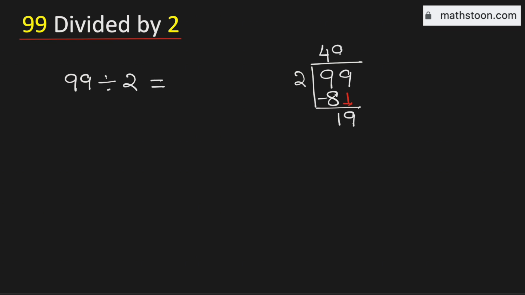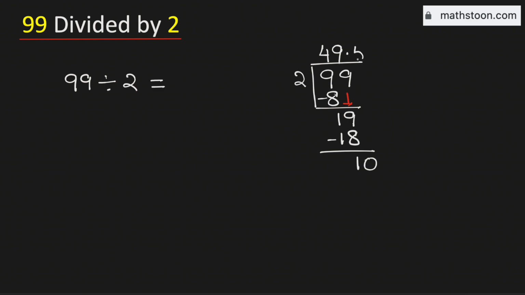Now 2 times 9 is 18. Subtract, we get 1. Now see that 1 is less than 2 and there is no number to bring down here. That is why we will put a decimal here so that we can borrow 1 0.